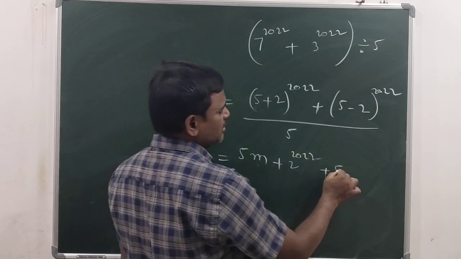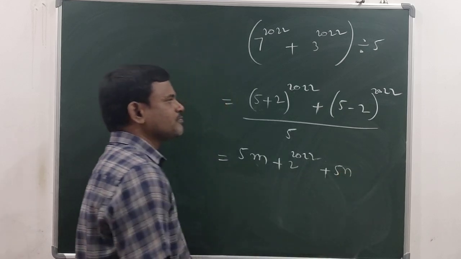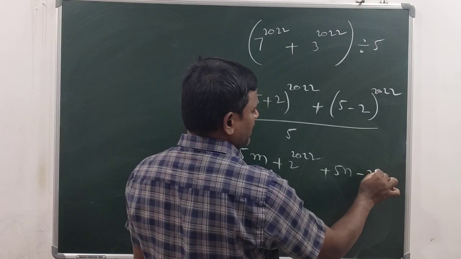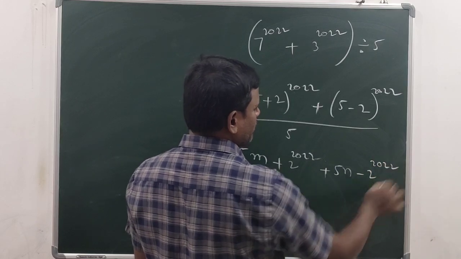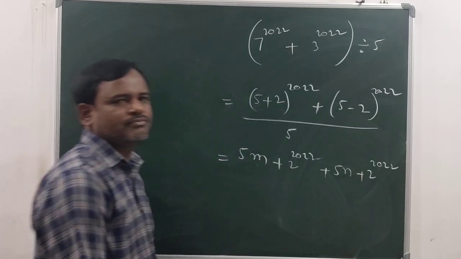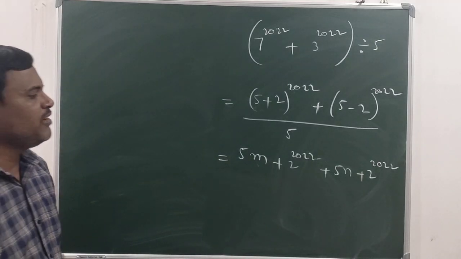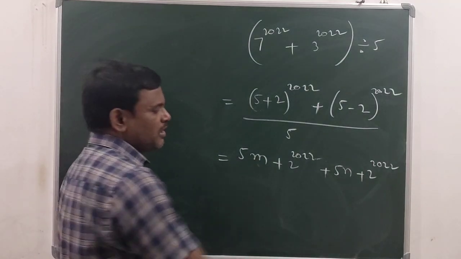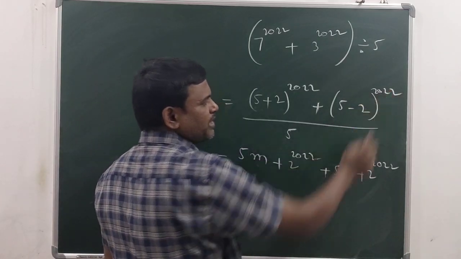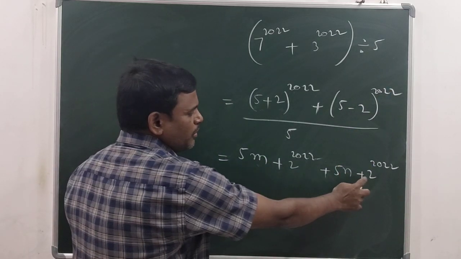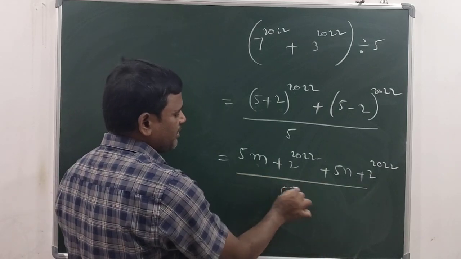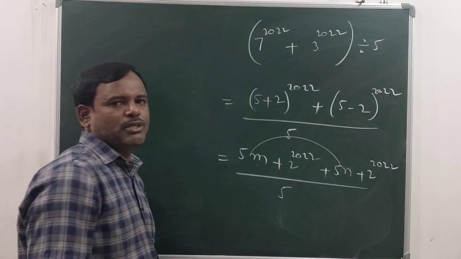It can be written as 5n. So here minus 2 whole power 2022. Not minus 2, here plus you will get, because this is an even number. This is an even number, students. Hence you have to write plus, not minus here. The exponent is even, no? So here you have to write plus for the last one. So divide with 5. These two are exactly divisible by 5.